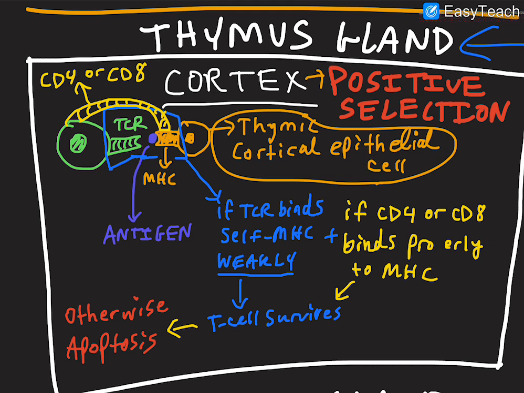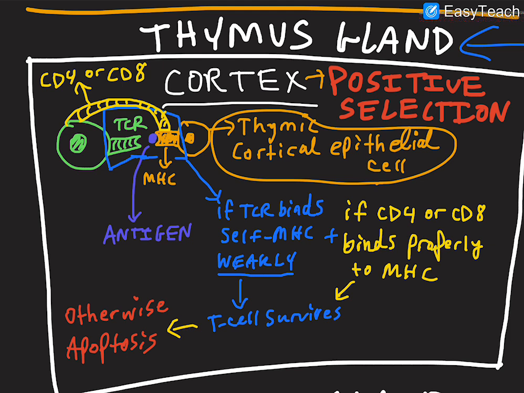Now, if this cortical thymic epithelial cell has an MHC1 with a self-antigen, and the CD8 protein on the immature T cell binds the MHC1, then of course this T cell will go on to become a CD8 cytotoxic T cell. Okay, so if you recognize the MHC, of course the TCR will weakly bind here. It should weakly bind, because you don't want strong binding to your self antigen because that's also bad. So you should have weak binding between the TCR and the self MHC. And most importantly, your CD4 or CD8 should properly recognize MHC.